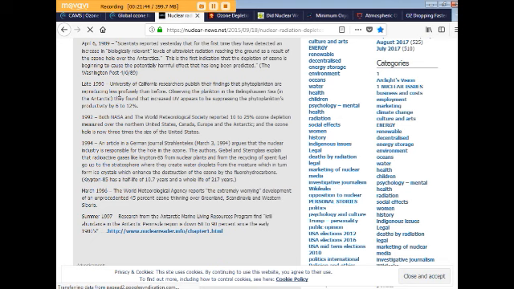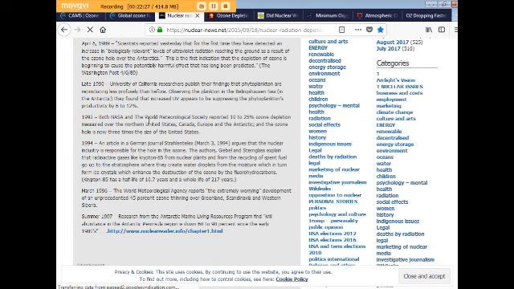Late 1990. University of California researchers published their findings that phytoplankton are reproducing less profusely than before. Observing the phytoplankton in the Bellingshausen Sea in the Antarctic, they found that increased UV appears to be suppressing the phytoplankton's productivity by 6 to 12%. And that's the root of life on the planet. That's what all the marine animals feed on. It starts with the phytoplankton. When that goes, we're gone.